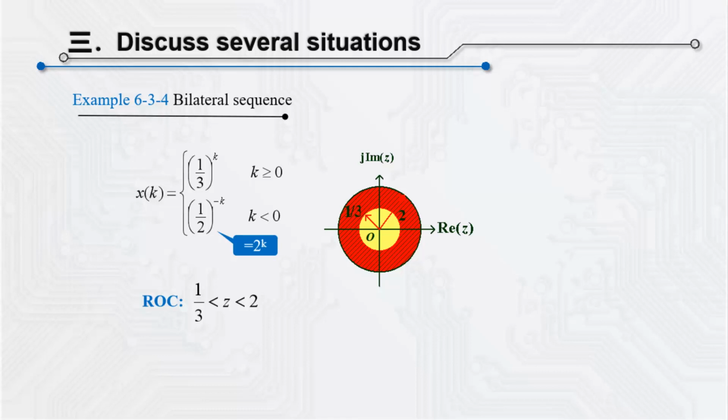For such a situation, let's look at a specific example. We give a bilateral sequence, consisting of causal and anti-causal sequences. Based on the above analysis, you can see its convergence domain is a ring-shaped area, that is, the red ring with a radius greater than 1/3 and less than 2. Through this example, you can see its convergence domain does not include the poles of this z transform, and the poles correspond to the boundaries of the convergence domain.